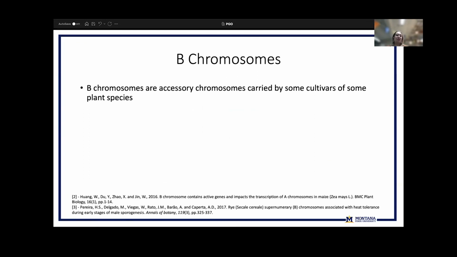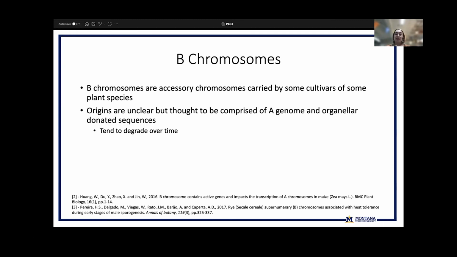My next investigation was the B subgenome, and so B chromosomes are accessory chromosomes carried by some cultivars of plant species, and I was curious as to how their Camber profile would differ. Now, their origins are unclear, but they are thought to be comprised of genome-donated DNA and also potentially organelle-donated sequences. These tend to degrade over time. In fact, in one paper, it said it's a place that sequences go to die.